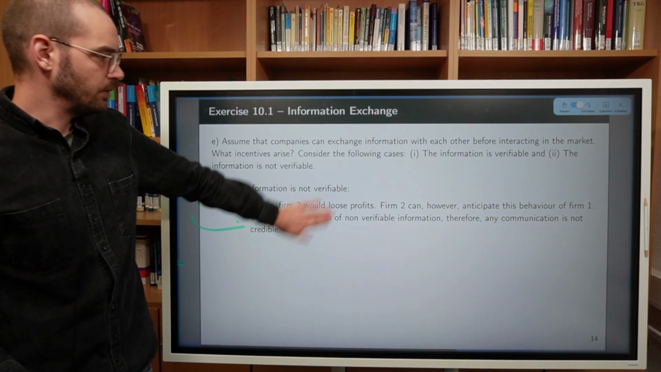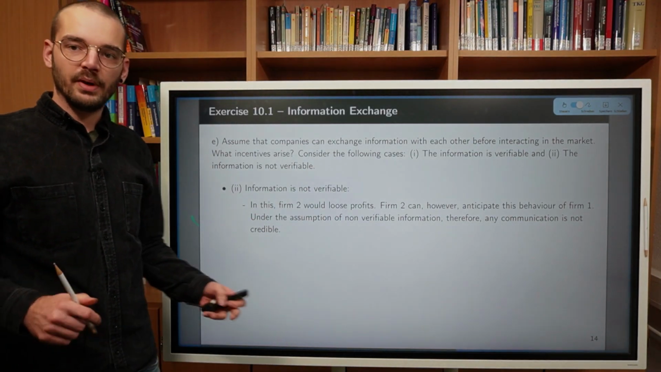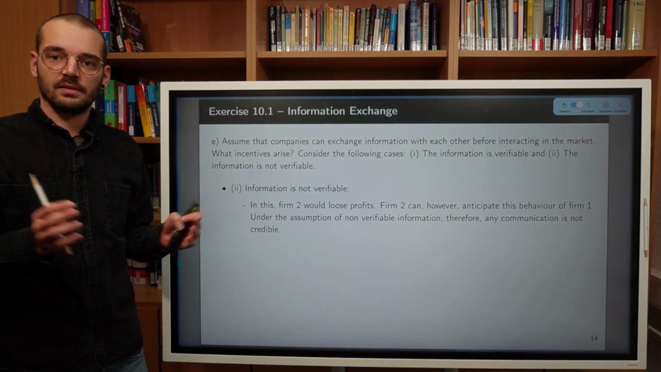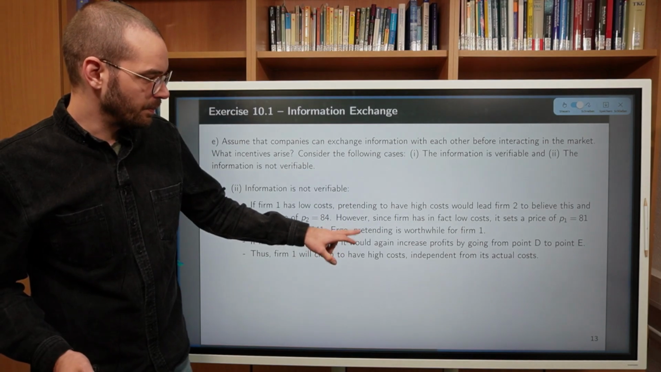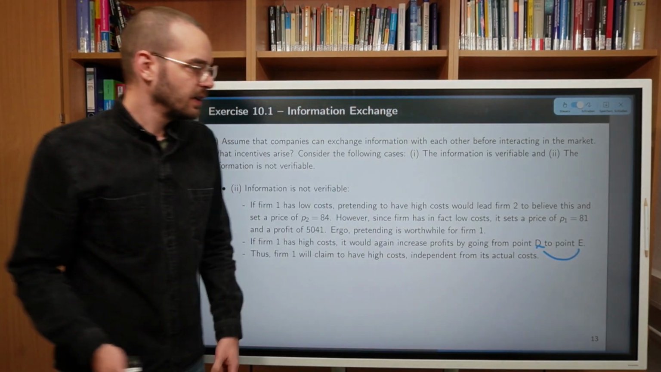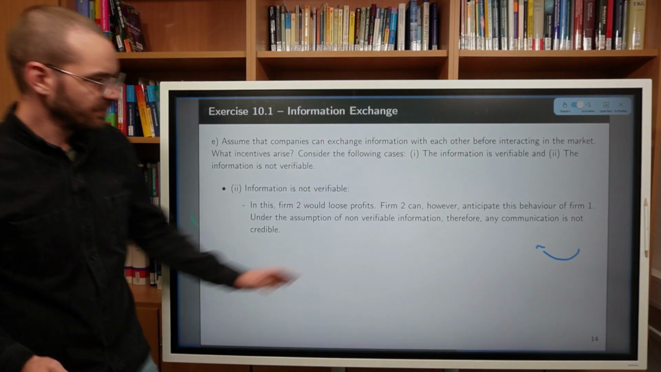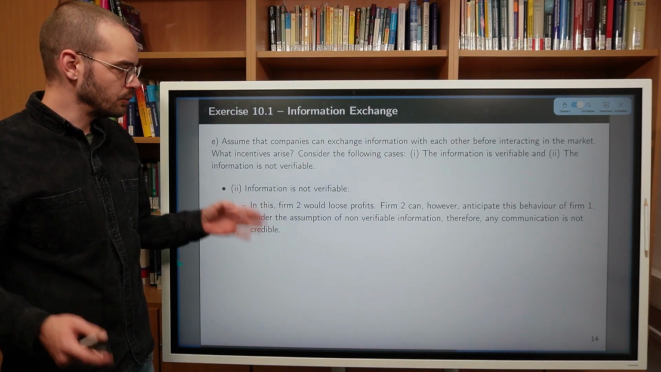All right, so problem is firm 2 would lose profits if we went from these worlds, if we went from point E to point D, for example, right? So this of course leads to a problem. Firm 2 would lose profits.